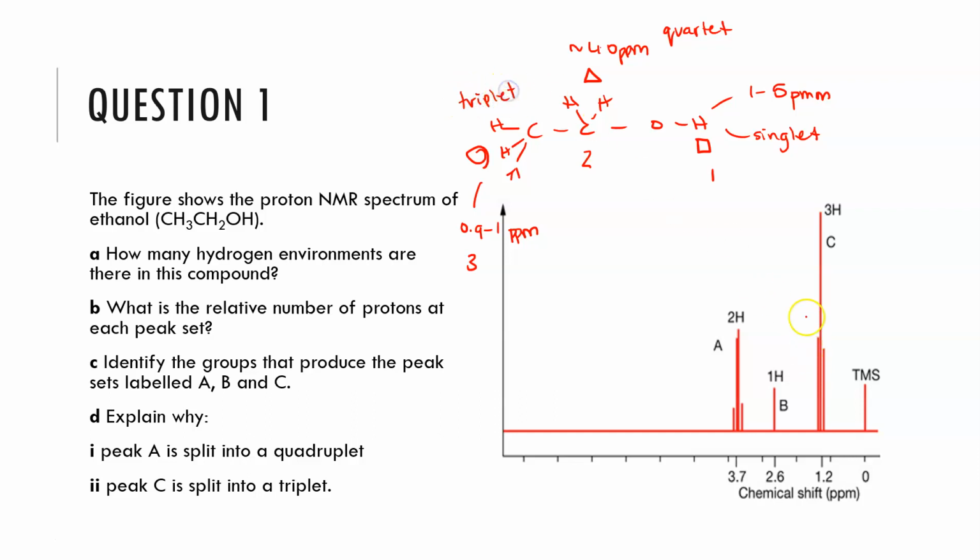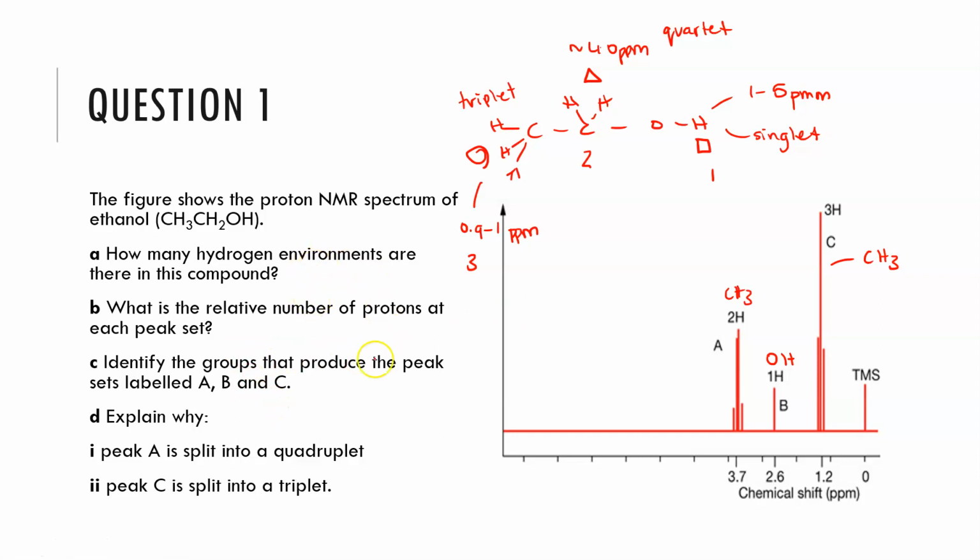So when we look at this, 0.9 to 1, it's shifted up a little bit because of the nature of the alcohol. This will be my CH3, which is next to the CH2. And we have the triplet. This will be the CH2 with a quartet. So this will be the CH2. And this will be the hydrogen of the hydroxyl.